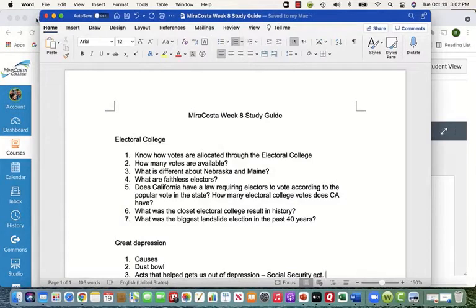Know how the electoral college votes are determined. Remember, it's the number of House of Representatives members in that state plus 2. Remember that there are 538 votes available, and you need 270 to win.